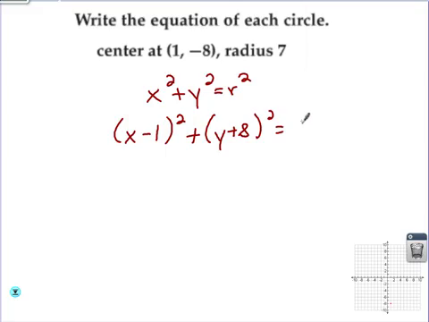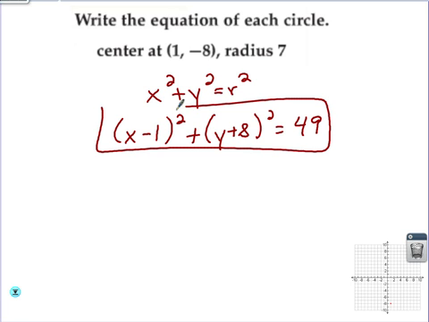Close. 7. This is r squared, right? So instead of 7, we're going to put a 49. That's the equation of a circle with a radius of 7 and a center of positive 1, negative 8. Now, how do I graph that?